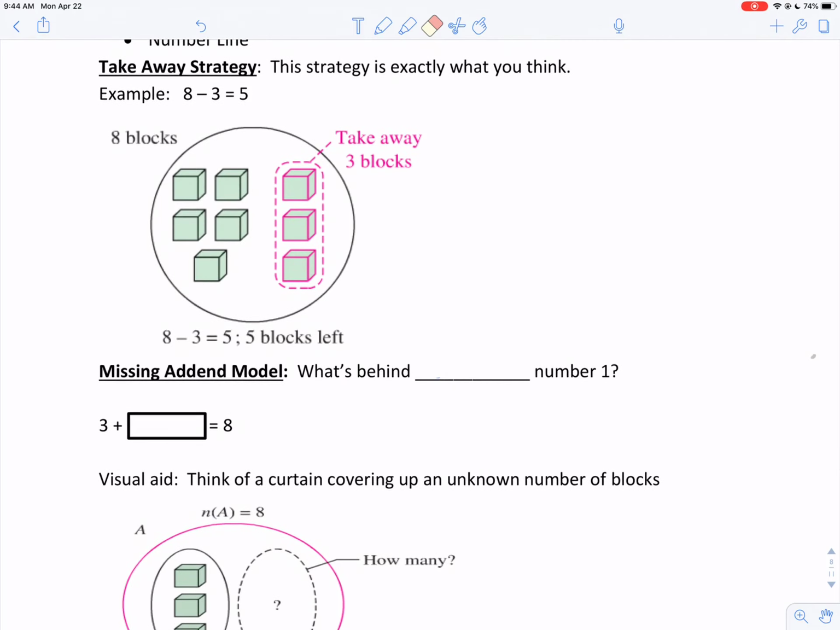The first one is the takeaway strategy, which is exactly what you would think it is. 8 minus 3. You have 8 blocks, and you take away 3 blocks, and then count that you have 5 blocks left. We also have the missing addend model, which I like to call what's behind door number 1. So you have 3 plus something equals 8, and you have to figure out what that something is.